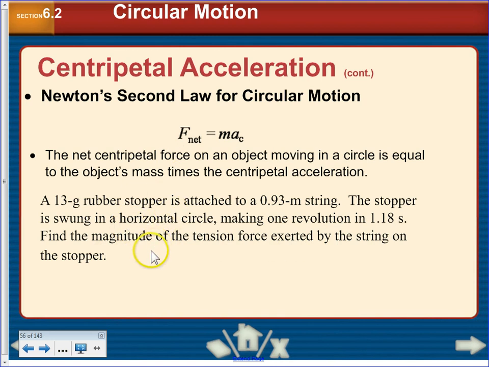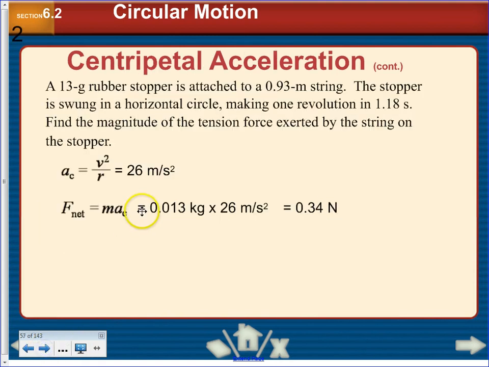We now have an equation that we could plug into. We know that the acceleration is 26 meters per second squared, so we're going to plug in that for the acceleration. We know that the mass of the stopper is 13 grams. We're going to plug that in for mass, convert it to kilograms first. We multiply it out, and we find that a 0.34 Newton force is pulling the stopper in towards the center.